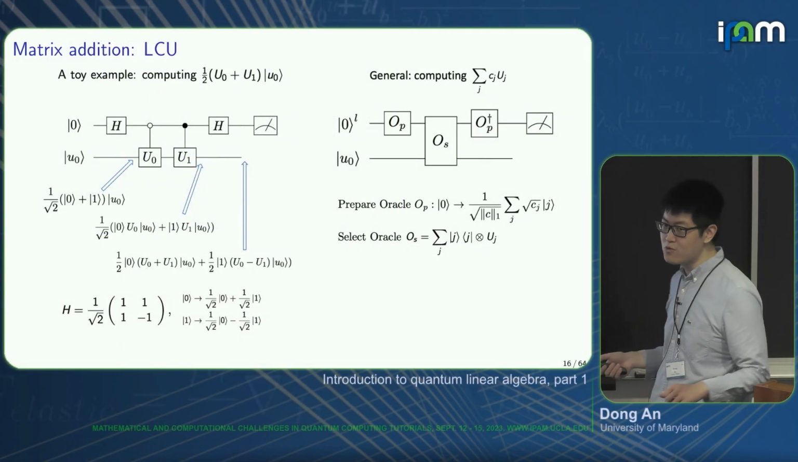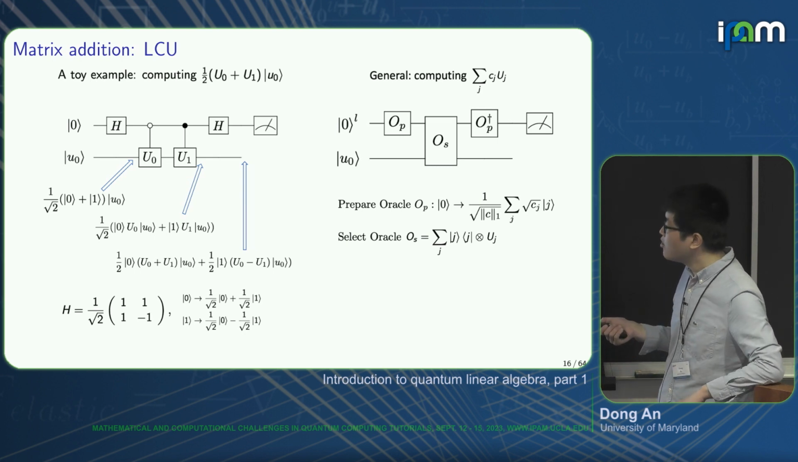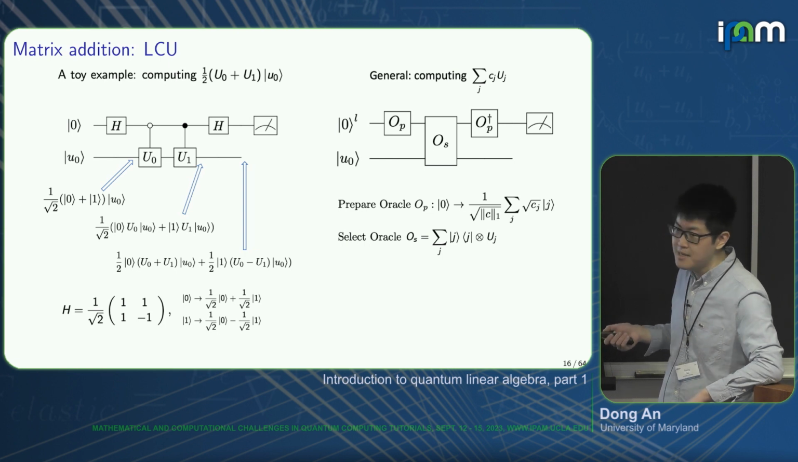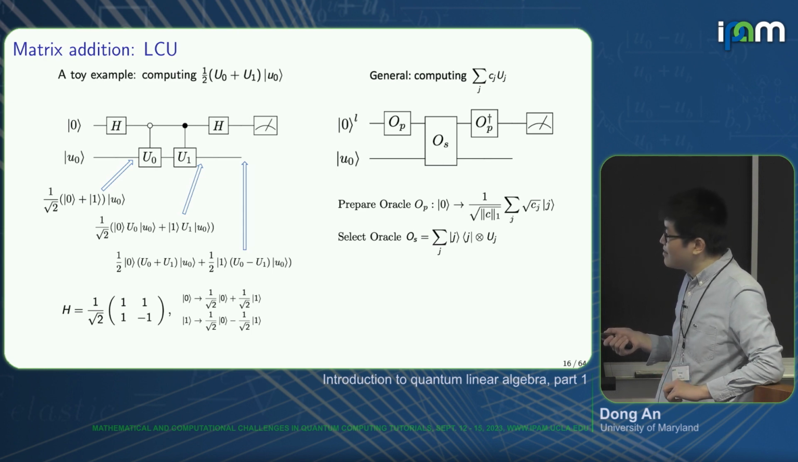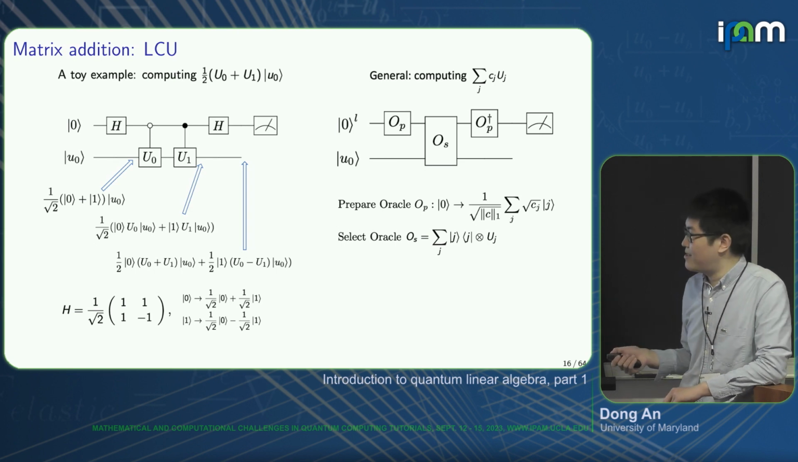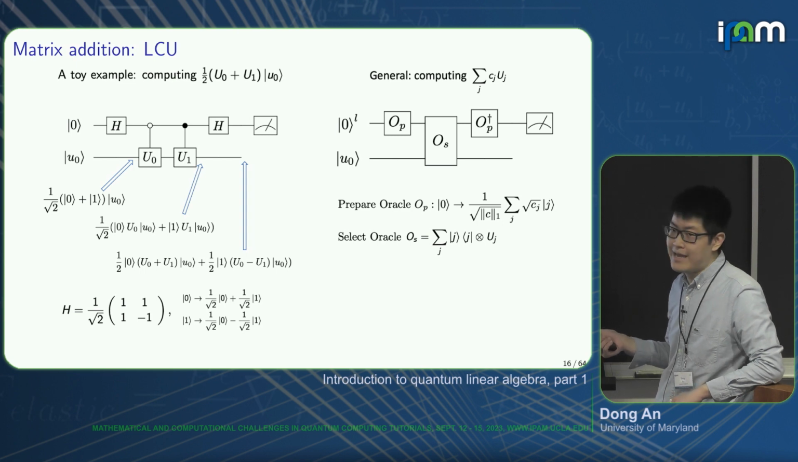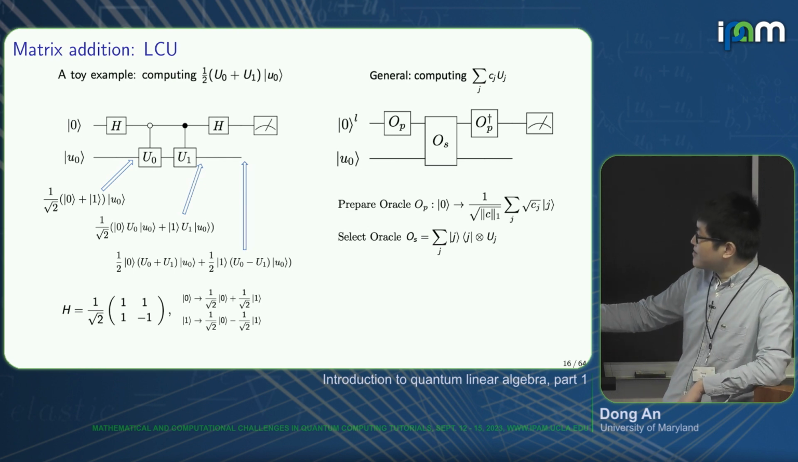And then what we will do is the so-called controlled operation of the unitaries. That is, we will do the controlled operation of U0 and the controlled operation of U1. By control, I mean that whether we are performing U0 or U1 depends on the value in the ancilla qubit. If the ancilla qubit is 0, then we apply U0, and if the ancilla qubit is 1, then we apply U1. So this can be written down as a circuit like this.